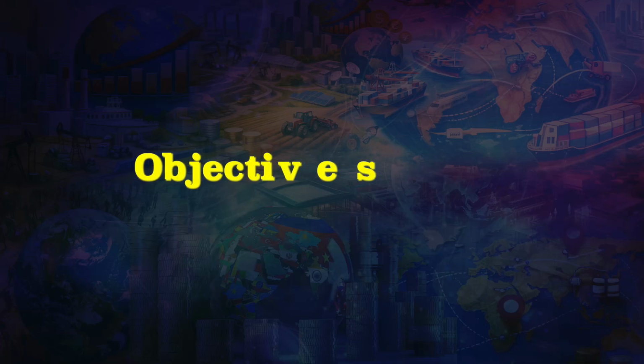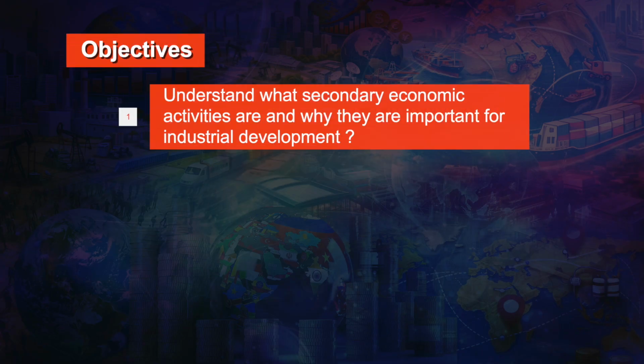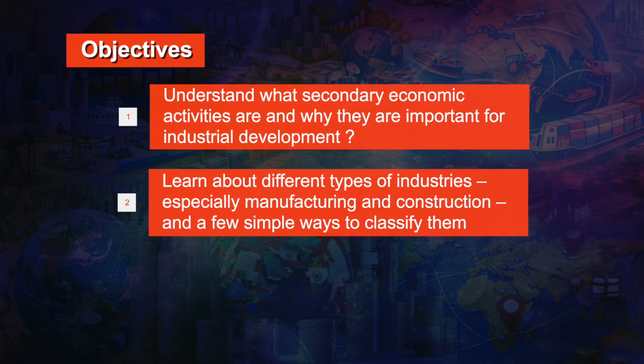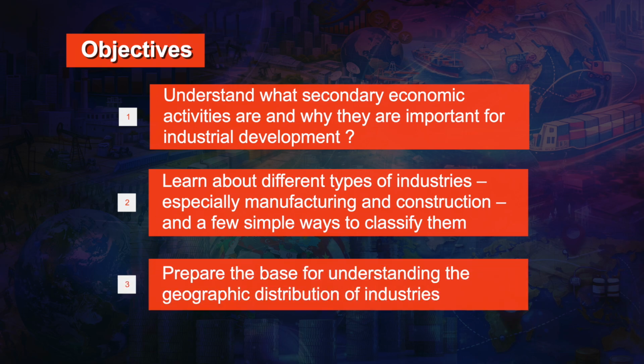Today, we will discuss secondary economic activities and industrial classification. Objectives. In this lesson, we will understand what secondary economic activities are and why they are important for industrial development. And we will learn about different types of industries, especially manufacturing and construction, and a few simple ways to classify them. We will prepare the base for understanding the geographic distribution of industries.